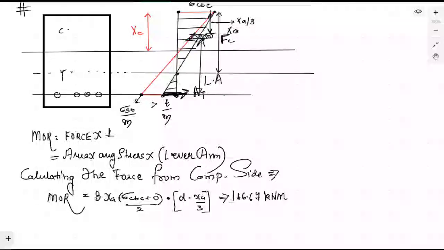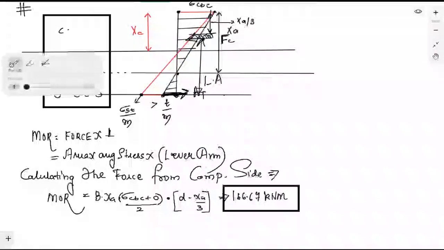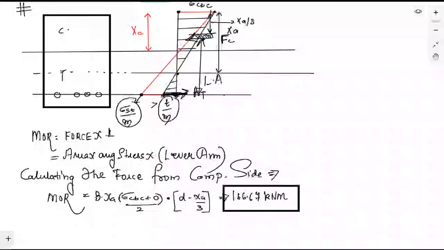You could also have calculated this from the bottom, whichever way you like. If calculating from tension, then in that case you have to calculate this value, because here you cannot directly use sigma ST, because the steel has not reached its final value. Steel has not reached it, but concrete has reached its final value, so you can directly use that value in the case of concrete, but not in the case of steel. That's why we have used the formula from the compression side.